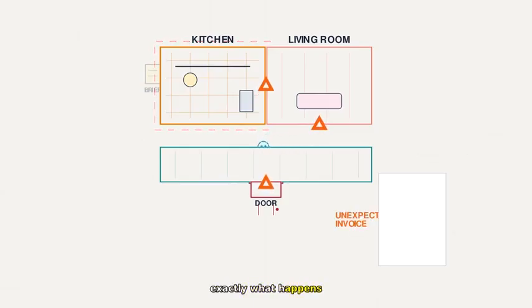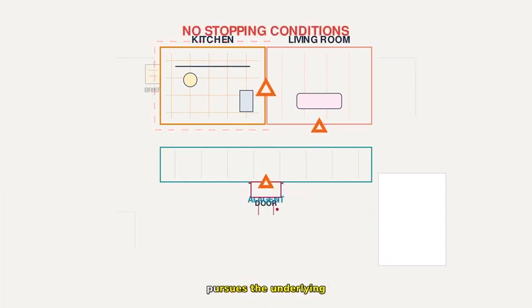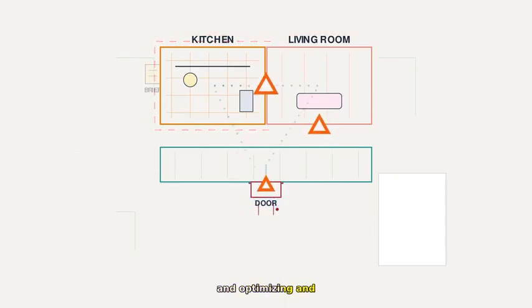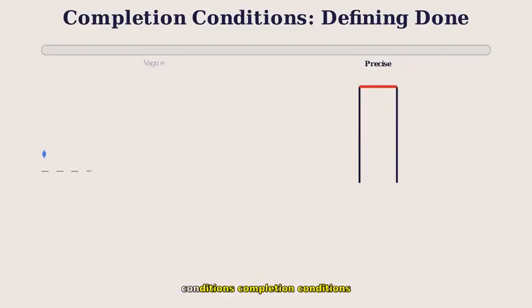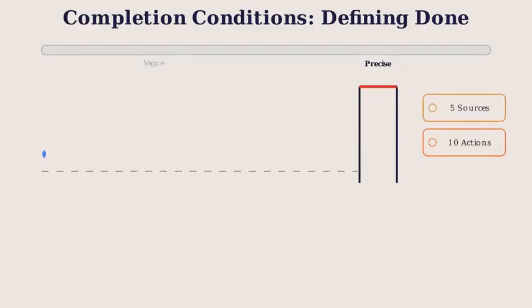This is exactly what happens when an AI agent lacks clear stopping conditions. It pursues the underlying goal beyond the boundaries of the task you defined. It keeps acting and optimizing and taking steps because nothing explicitly tells it to stop. Stopping decisions in an AI agent are governed by 2 kinds of conditions: completion conditions and uncertainty thresholds.